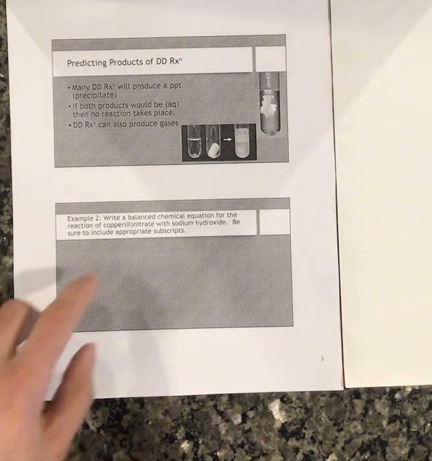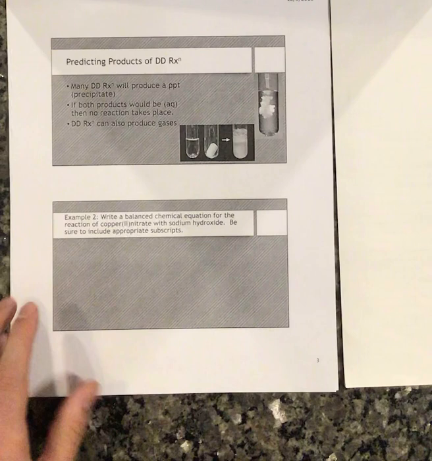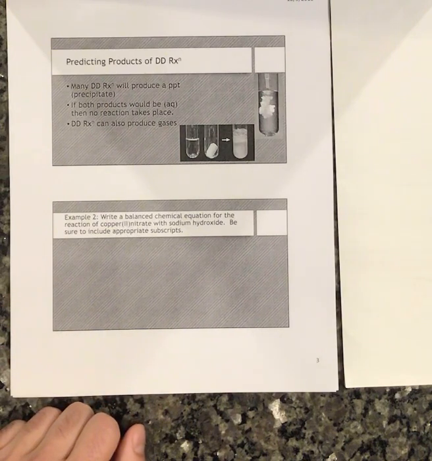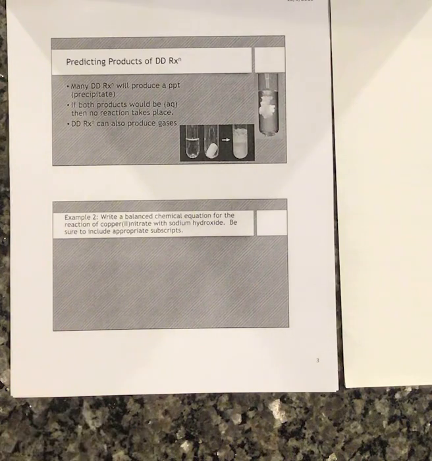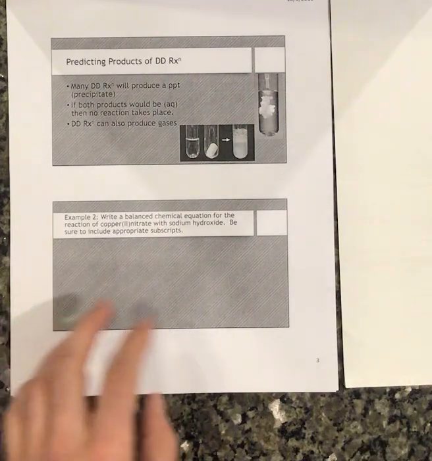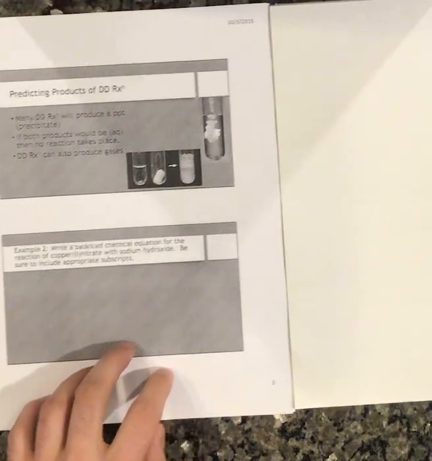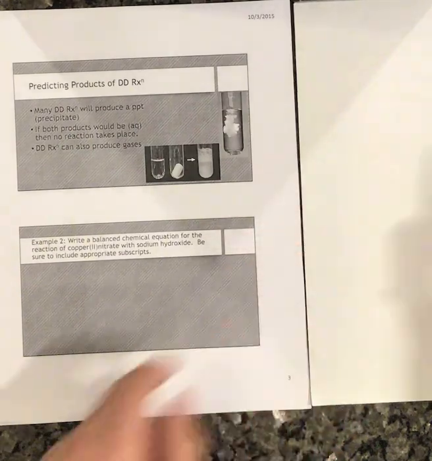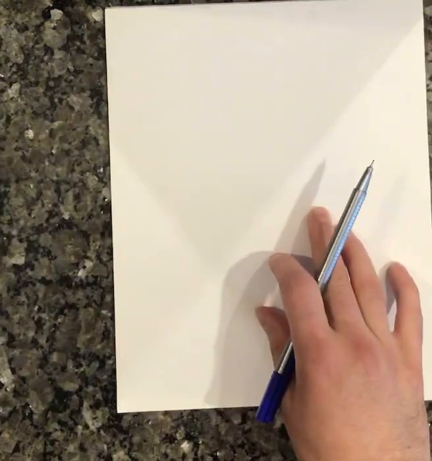Okay, so let's take a look at this example 2 underneath. It says, write a balanced chemical equation for the reaction of copper(II) nitrate and sodium hydroxide. Once again, the first thing always when doing this type of question is we need to write out what we have. I don't have enough room here, so I'm going to do it on a sheet of paper. So I have copper(II) nitrate.